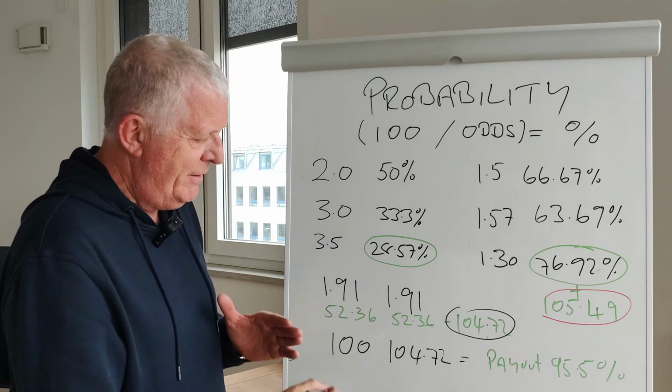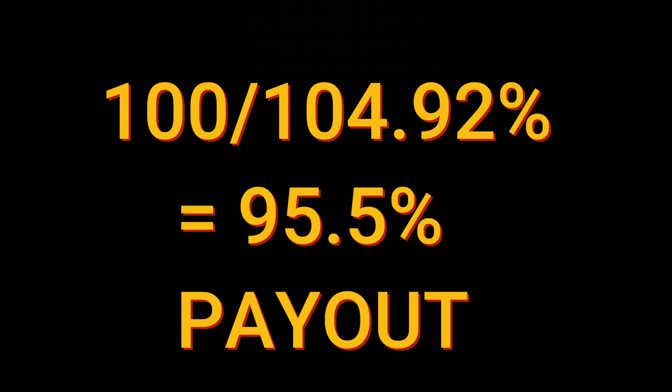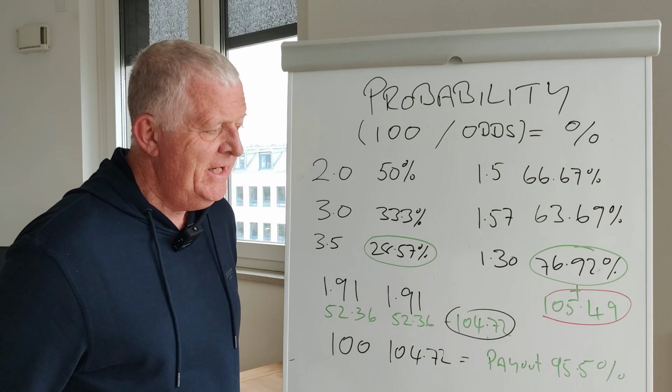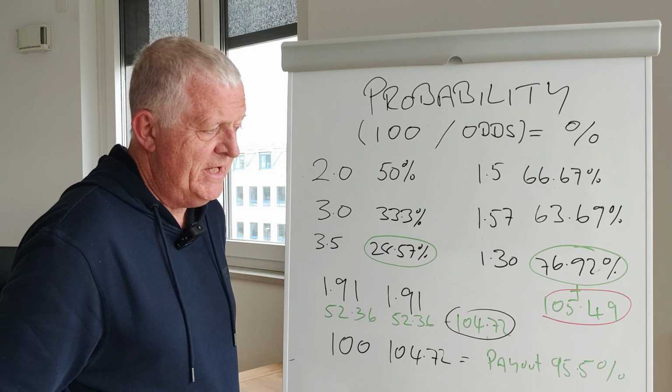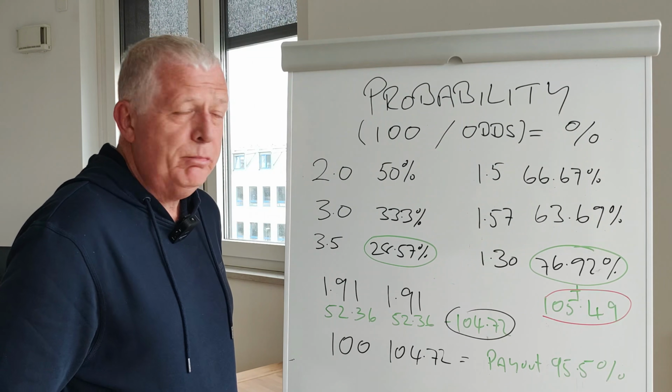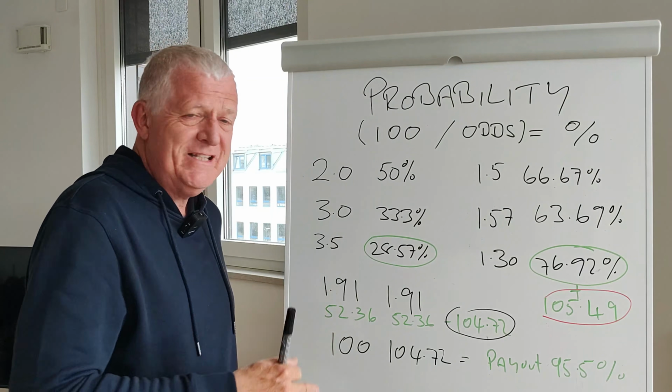To actually work out the house edge, you just take the 100 and invert it. So 100 divided by 104.72, and you can see that the payout then, if it was equally bet, would be 95.5%. So that is simple probability. I've kept it really simple.